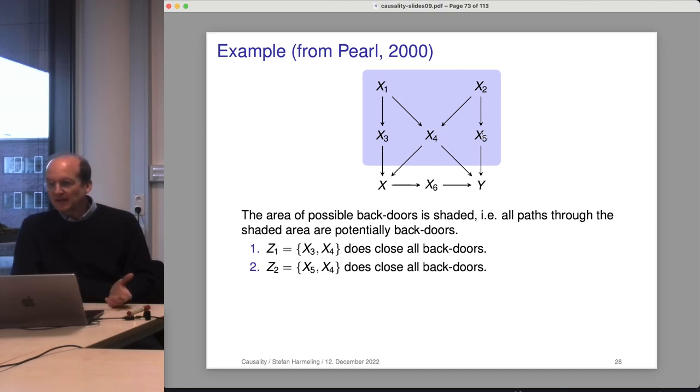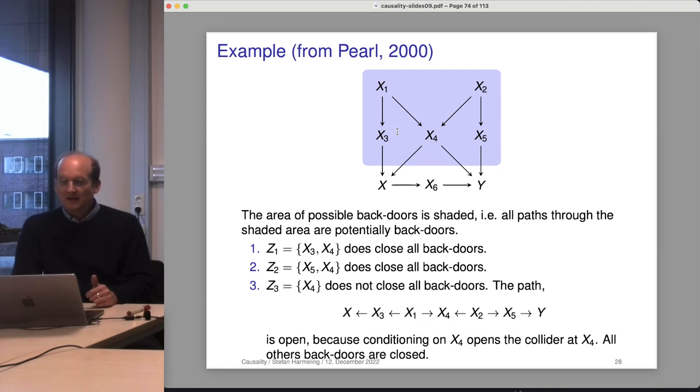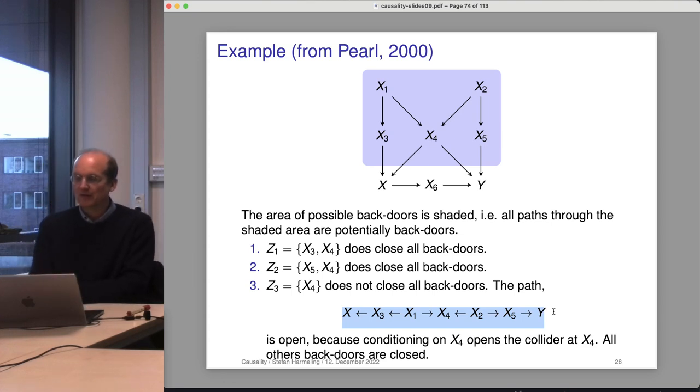X4 and X5 is another example for a similar reason, right? X4 is closing most of the paths, and X5 is closing the M shape. So this example that I just discussed: just observing X4 does not close all paths, because then you have this M shape path down here. Okay, this is spelled out what I just said with words.